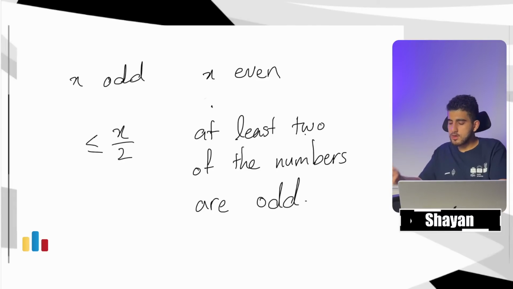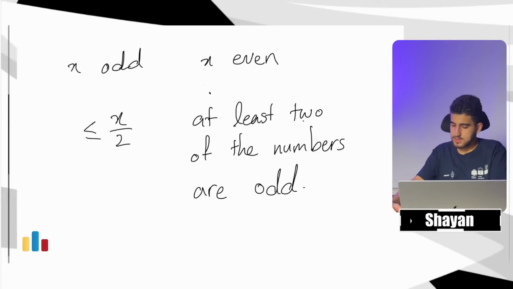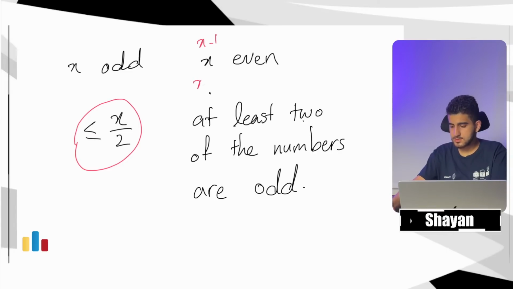And it's easier to also say that, assume that x is the number of your odd numbers. So even numbers are either x minus 1 or x plus 1.